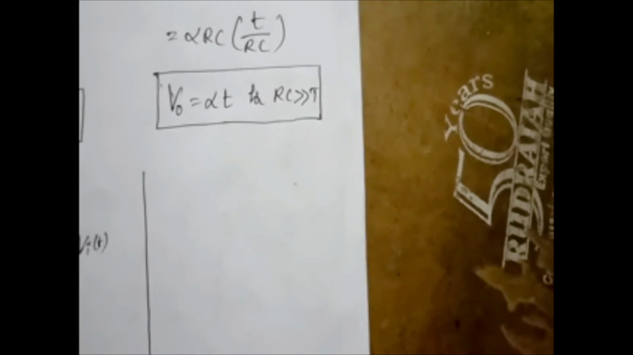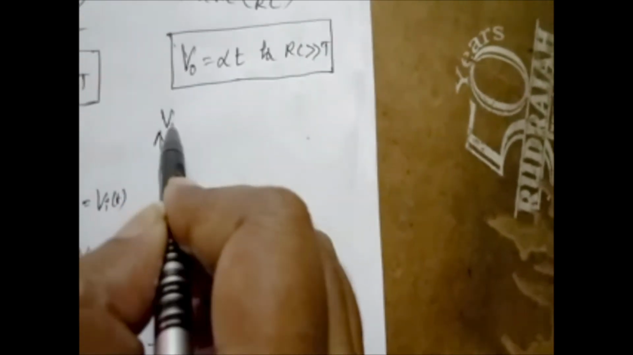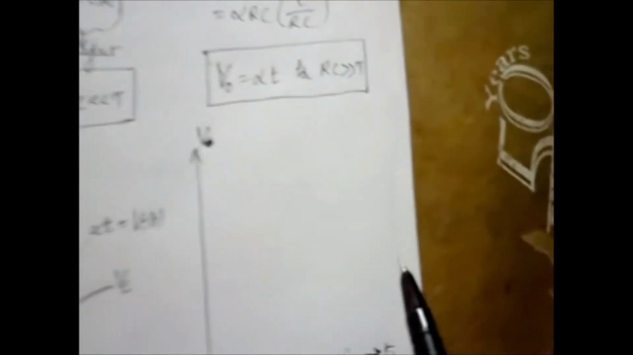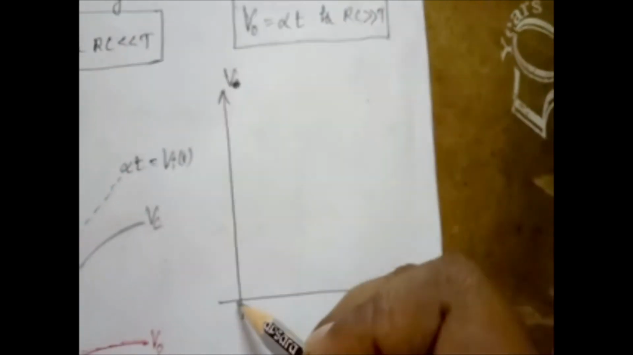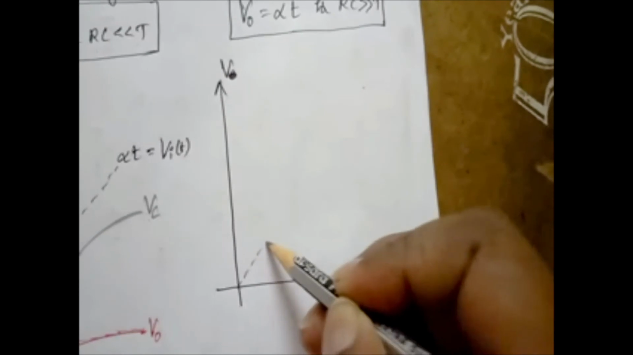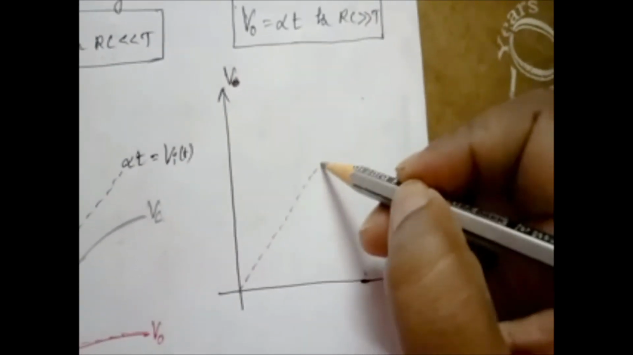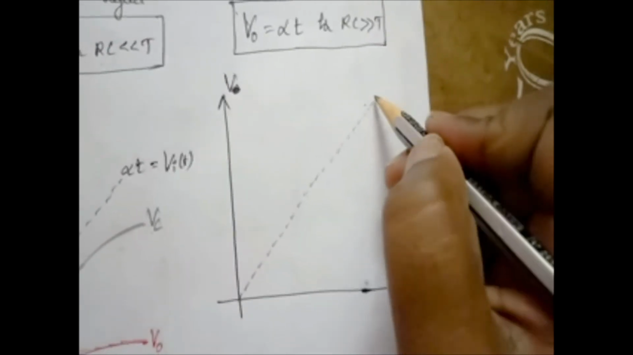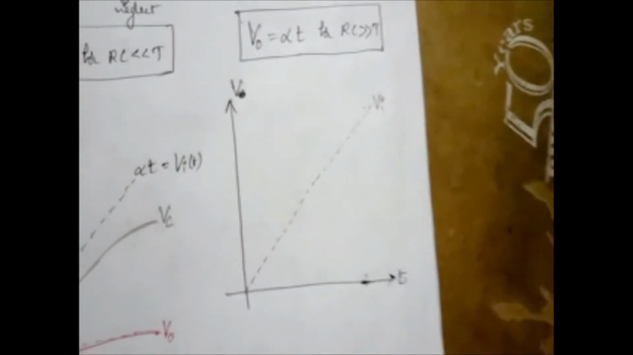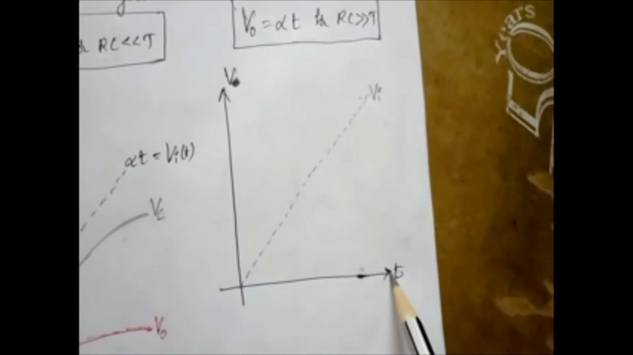Now in the same way, draw the response for RC greater than T. Here I mention V naught. Otherwise, here I mention V only, here also V only. Why? Because in the same plot I am representing the input signal, the voltage across the capacitor, and the voltage across the resistor, which is nothing but the output voltage. Again the input is a ramp signal Vi, so it linearly increases with respect to time.